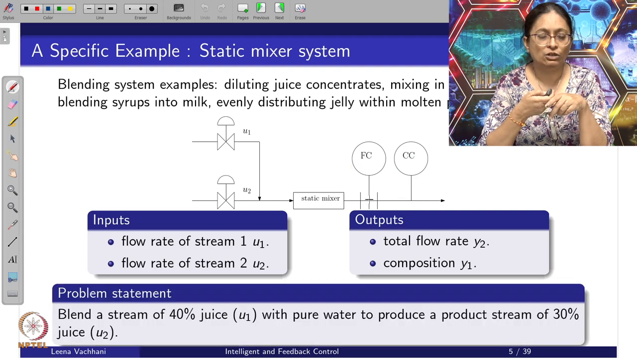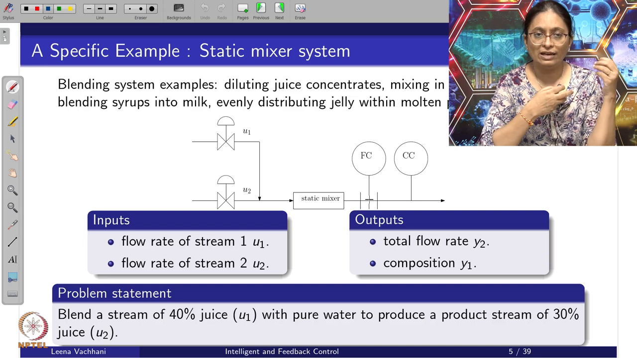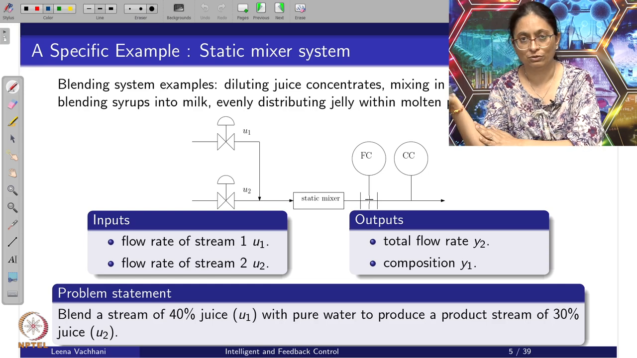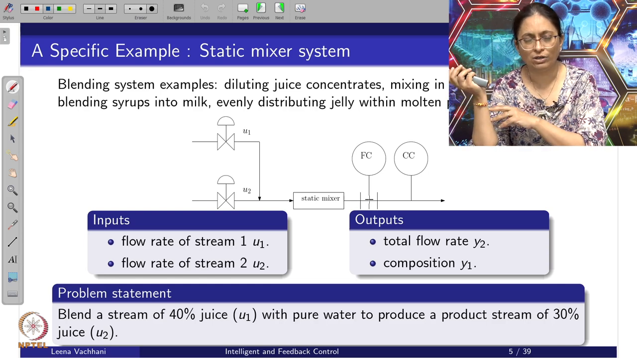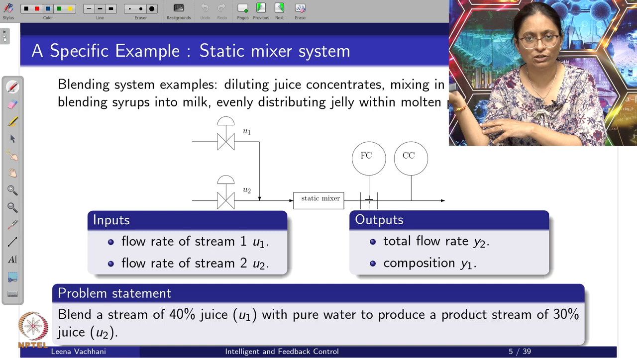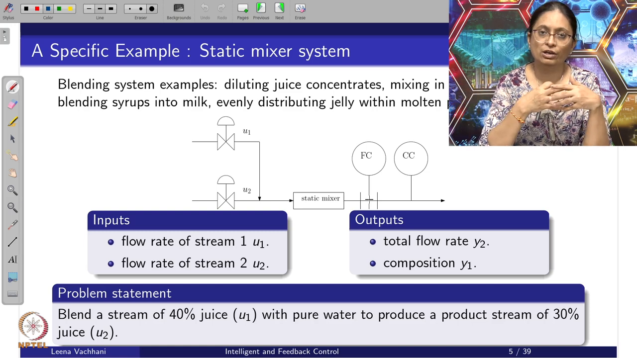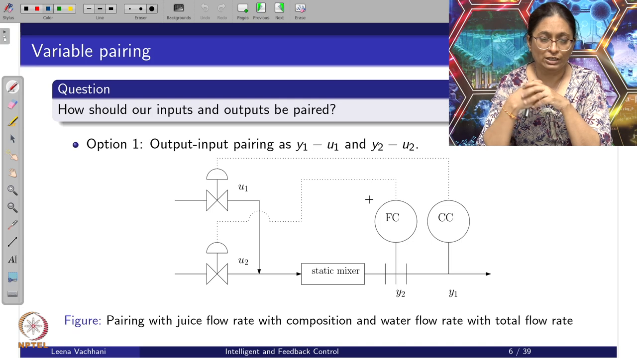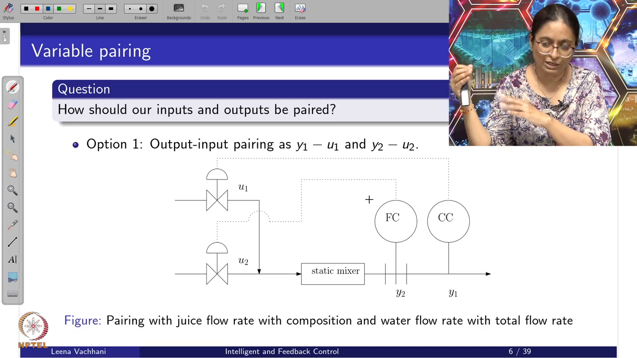All right. So the problem statement is that I need to blend a stream of 40% juice with pure water in order to produce a product stream of 30% juice. So I am reducing the percentage composition at the output by mixing water into the juice. And I want to control this particular 30% composition and, at the same time, the flow output of it.